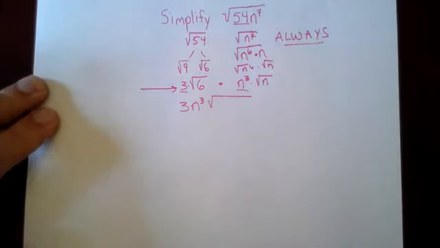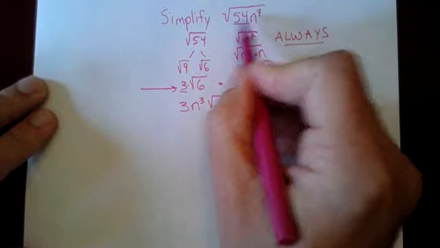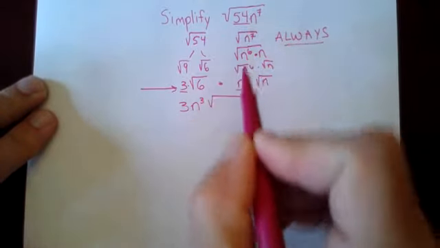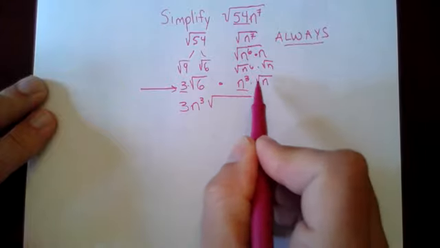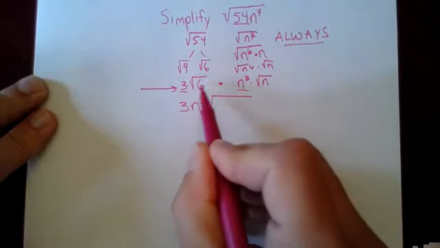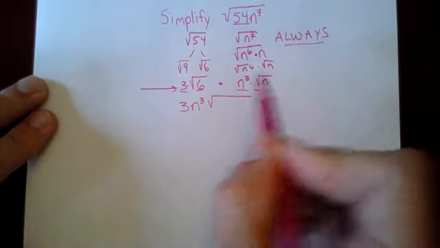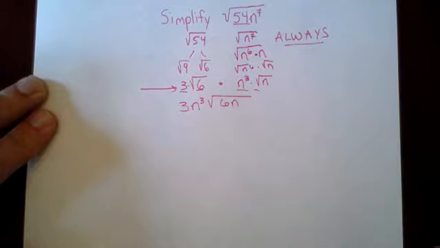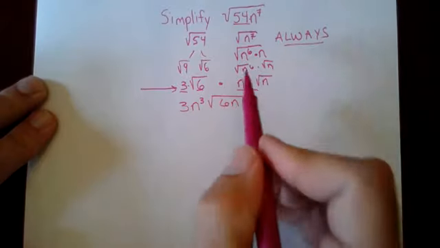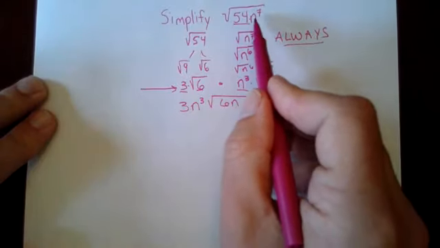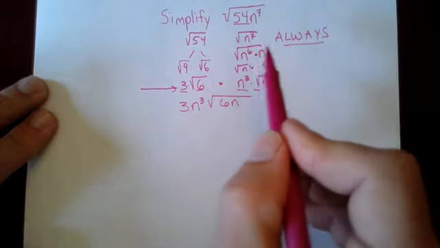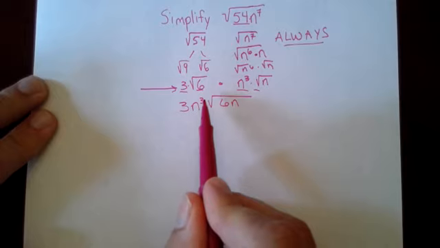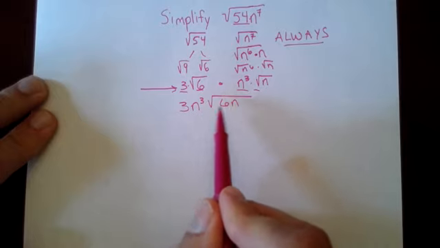And now I can reverse my thinking. You know how we broke this apart into root 54 and root n to the seventh because they're multiplying together? I have root 6 and root n. They're broken apart. I can now take these two and put them back together under the radical. So root 54 n to the seventh, after we break down each piece, simplifies down to 3n cubed root 6n.